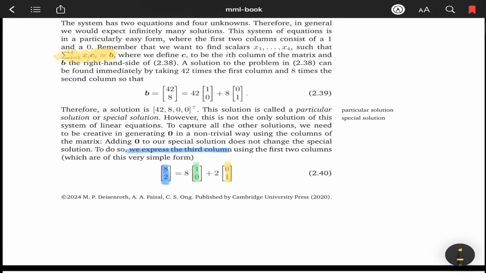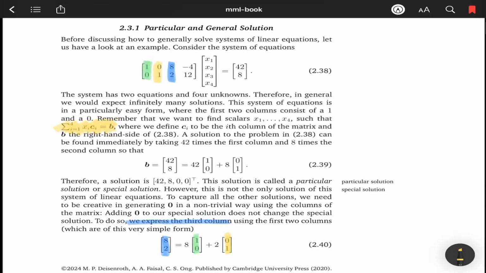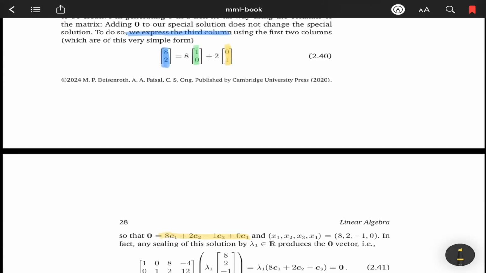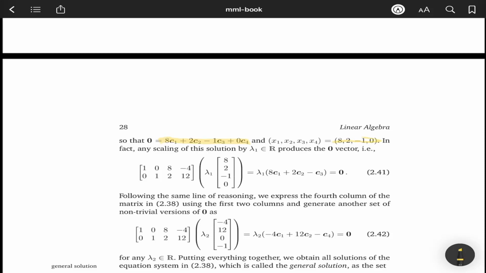What is c again? c is the column. Okay, so 8 times the first column plus 2 times the second column minus 1 times the third column plus 0 times the fourth column equals 0. They cancel each other out. Then you have the solution here. Yes, and if you have 0, you can scale them with any scalar. It does not change. So the scalar is somehow an infinite set of versions of the same vector.